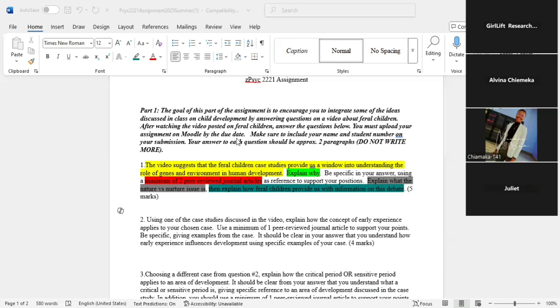So on that note, I'm going to call on someone to attempt the second one. Okay, so I'm going to call on you, Juliet. Just try. I'll highlight for you. You can read it out however you want to go. Let's do it together.